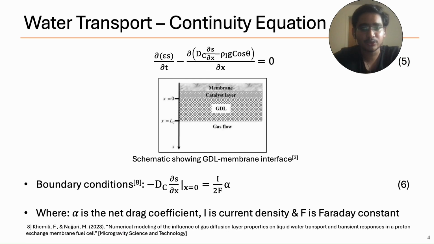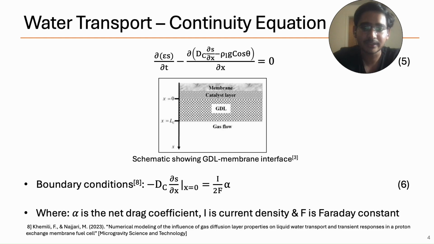The schematic shown is between x equals 0 and x equals LC. At x equals 0, that is the interface of the catalyst layer and GDL, we have the following boundary condition. Here there are three terms of consequence: I, F and alpha. Alpha is the net drag coefficient, so it accounts for electroosmotic drag as well as back diffusion.